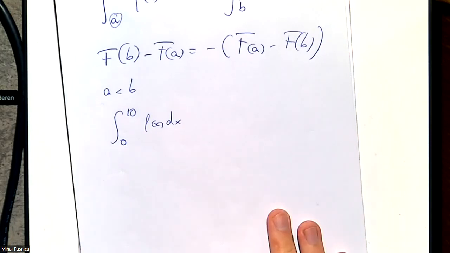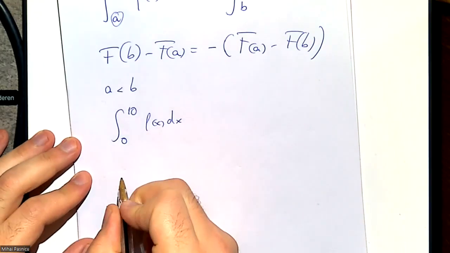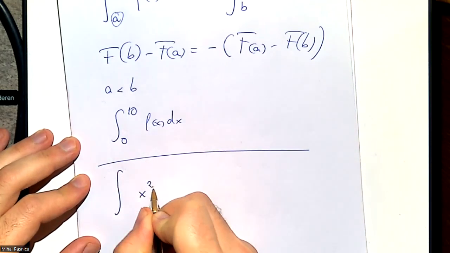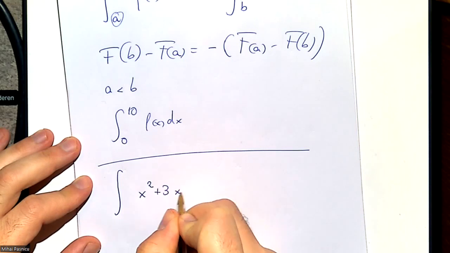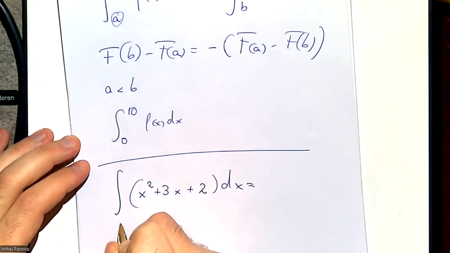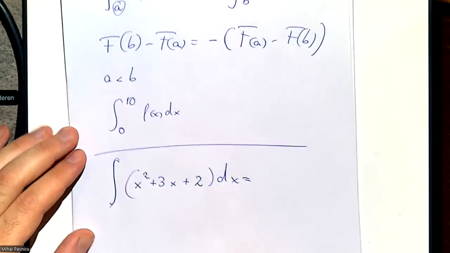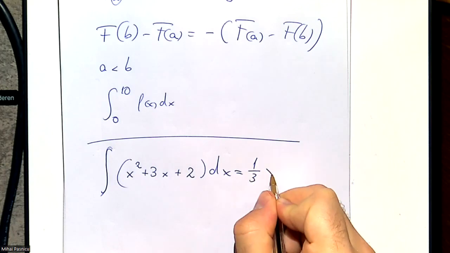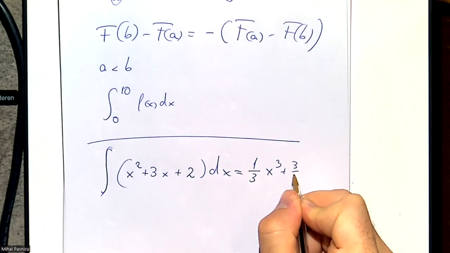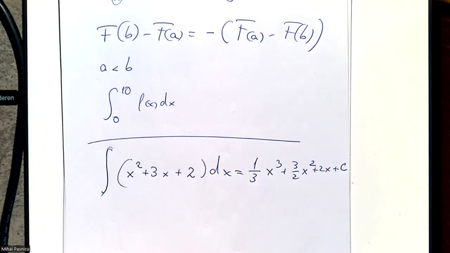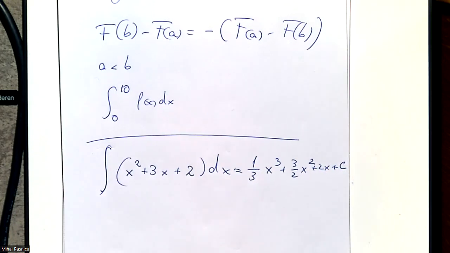So remember, we showed that the integral of x squared plus 3x plus 2 dx, again, indefinite integral, no sign to it, is equal to, and I'm going to copy it, 1 third x to the third plus 3 over 2 x squared plus 2x plus a constant. Okay, this is what we computed. It was our first example.